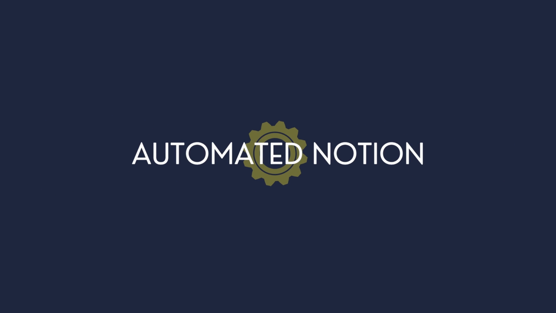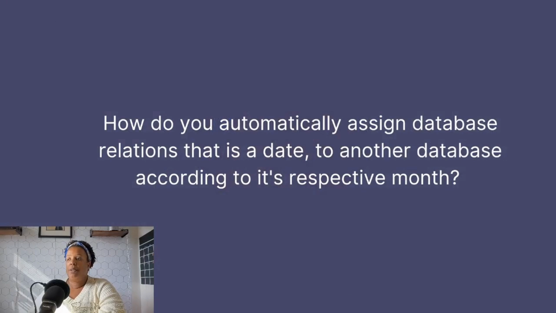Today I'll be answering a question submitted by one of you. So the question is, how do you automatically assign database relations, that is a date, to another database according to its respective month? So I have an example.